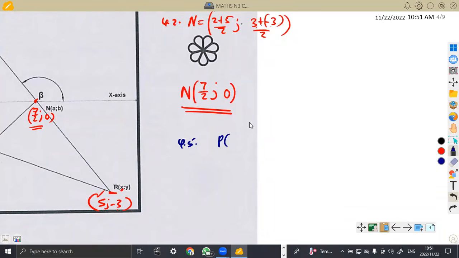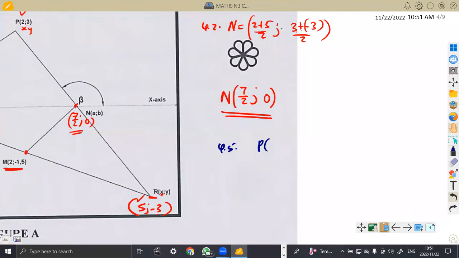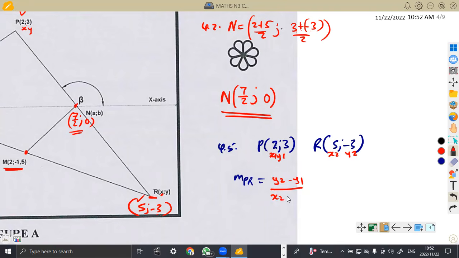So P is a point. Remember the point P, you have the coordinates. P is (2, 3). And R in this case is (5, -3). We are supposed to find the gradient of PR so that we can use it now to calculate the angle beta. Remember, gradient, guys, does not change. That's x1, y1, x2, y2. So we're going to have y2 minus y1 over x2 minus x1. In this case, y2 is minus 3 minus y1, which is 3, over x2, that is 5 minus 2.